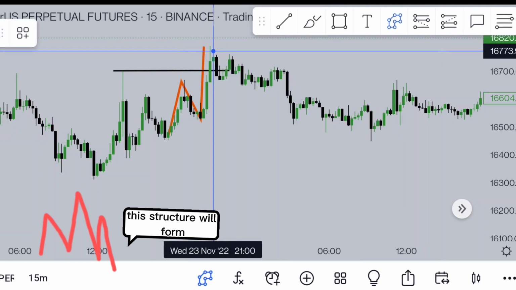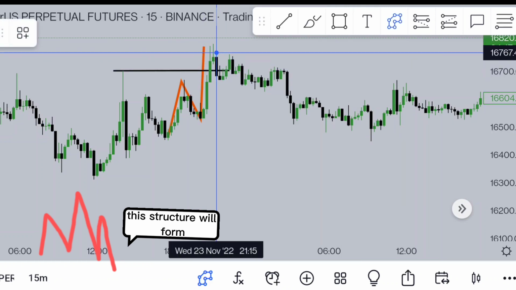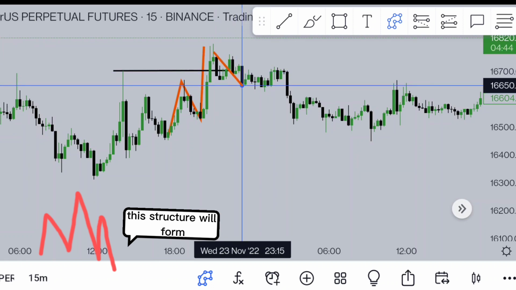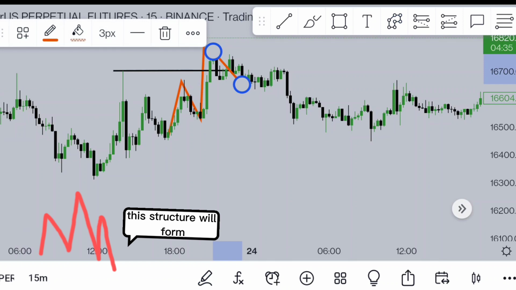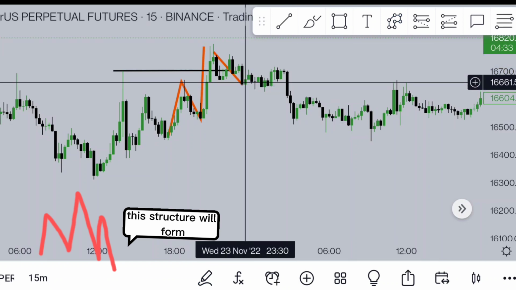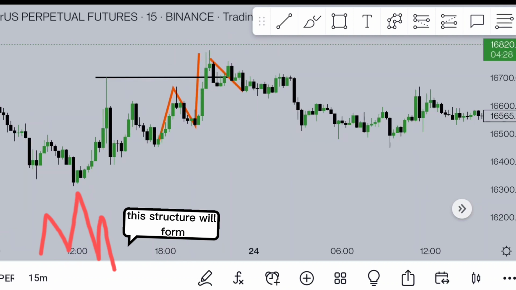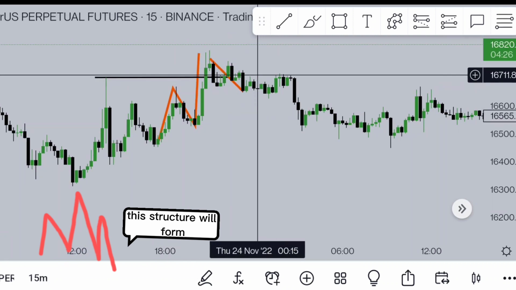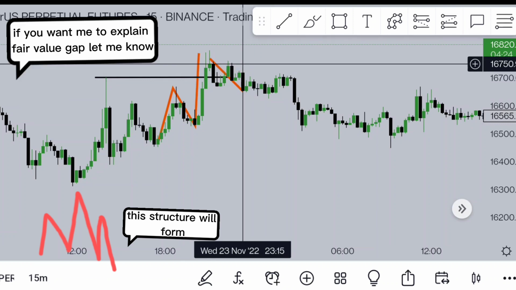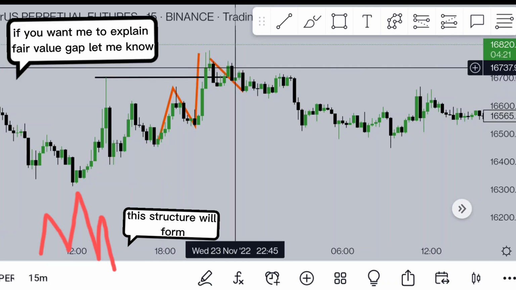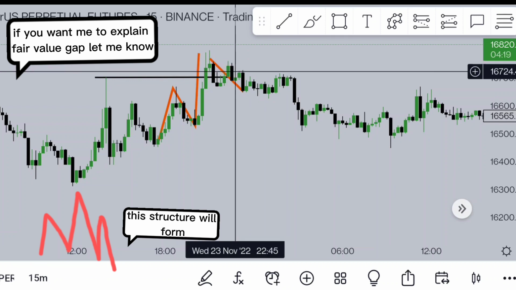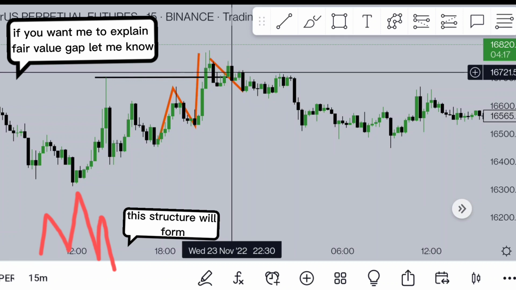Okay, let me draw this now. See, it pumped here, then it came down, and you can see that this big black candle broke the structure. Now you see that there is an opportunity to short, but you will not short here. You will wait for the fair value gap to get filled. Okay, I will not shift to the 3-minute or 2-minute chart right now, because it will then be difficult for me, but there will be a fair value gap on the 3-minute or 1-minute chart.